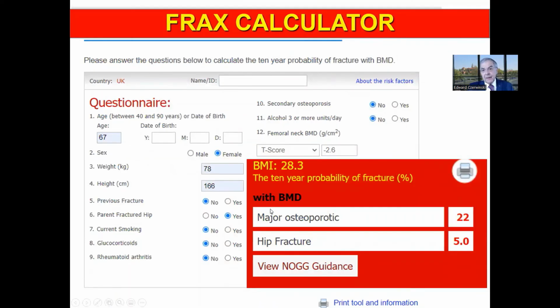The result: 10 years probability of fracture risk, 22% of major osteoporotic fracture. What does it mean? That within the forthcoming 10 years, she might experience a fracture of the radius, humerus, spine, or the hip. And for the hip fracture, it's just 5%. What she should do is print the result, go to the doctor and say, listen, doctor, I have a very high risk of fracture. Please do something about it. Surely, the doctor will administer medication, exercises, and in the majority of cases can avoid the fracture and the complications.